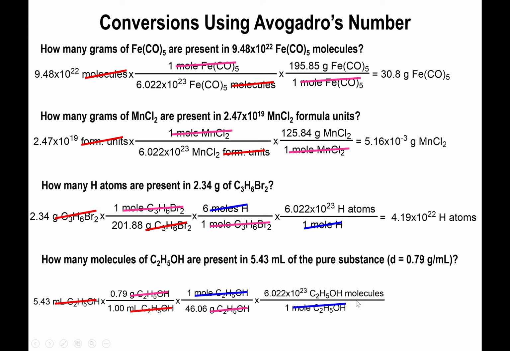So to finish the problem up, all you have to do is multiply 5.43 by 0.79, press enter, divided by 46.06, press enter, and then multiply by 6.022 times 10 to the 23rd, press enter, to find out the value to be 5.61 times 10 to the 22nd molecules.